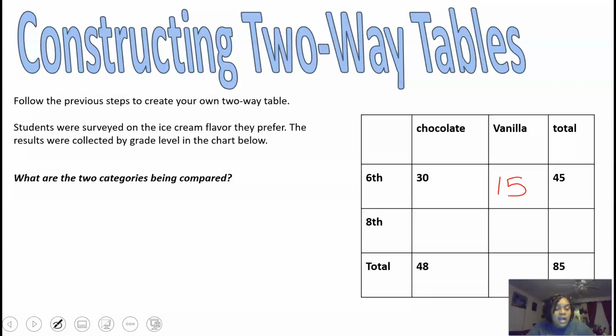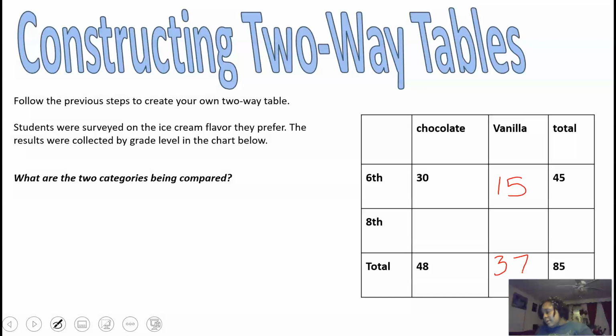48 of them like chocolate. So how much is left that should like vanilla? So here we would do 85 minus 48. Ladies and gentlemen, please use your calculator. Let's not make this hard. So you have 85 minus 48, and you have a total of 37 people here that like vanilla. And here you have 48 people that like chocolate.